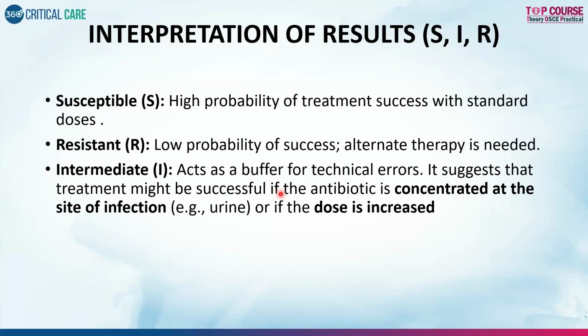So susceptibility just tells that that particular antibiotic has a higher probability of treatment success. Resistant again means a lower probability of success. At that particular time, probably a combination therapy would be helpful. Intermediate again, it's a buffer zone. Mostly you guys refer to colistin, right?